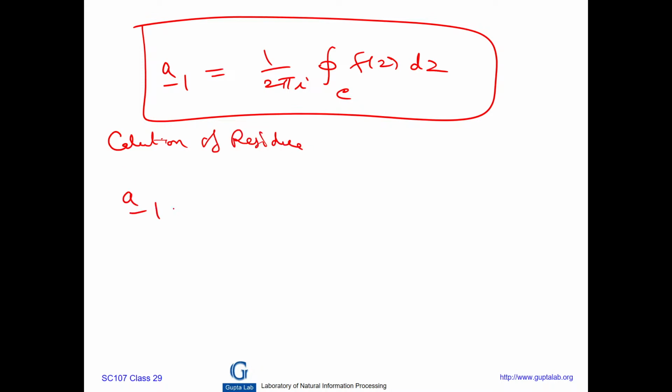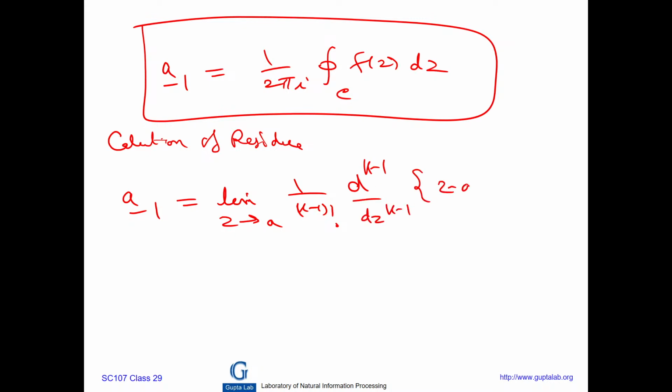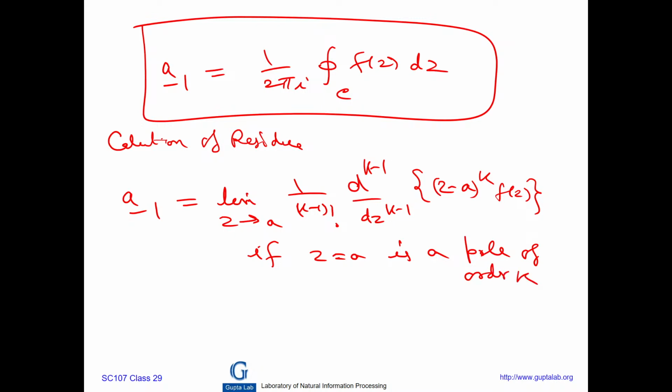So actually a minus 1 is nothing but limit z tends to a, 1 over factorial k minus 1, the k minus 1th derivative of z minus a raised to power k f of z, if z is equal to a is a pole of order k.